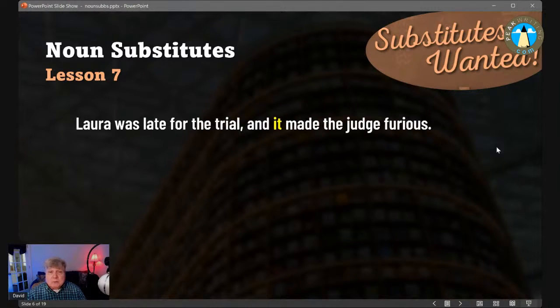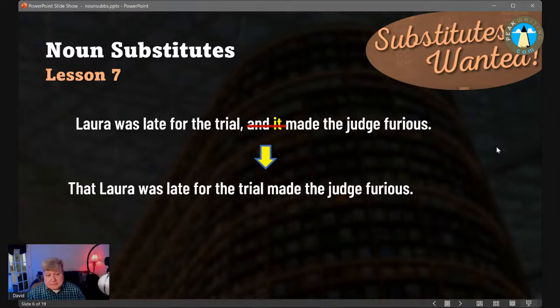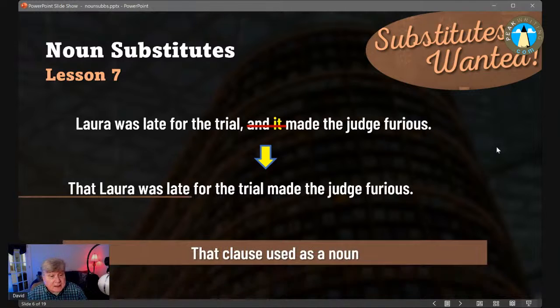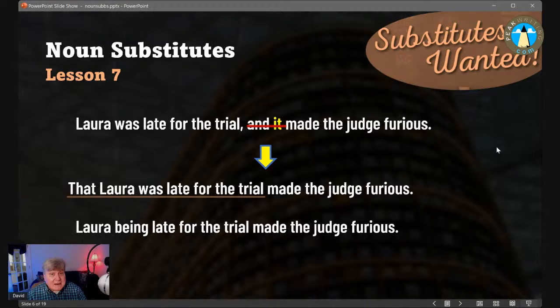Okay, and then the last one, we're going to be looking at the that and the WH clauses. Here, again, we look at the it, and we know that it is that vague pronoun reference it. It refers to something implied in the previous clause. And so, that Laura was late for the trial made the judge furious. You could also use a gerund in that case. You could say Laura being late for the trial made the judge furious.